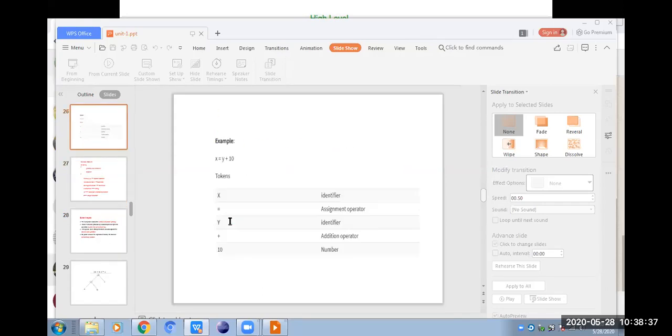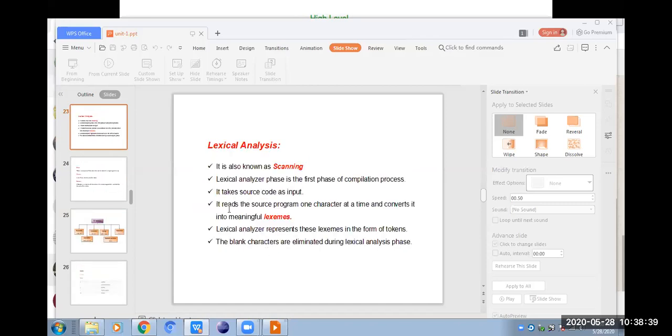Today we have roughly seen two phases of the compiler, the lexical analysis phase as well as the syntax analysis phase. Is it clear, guys? Roughly, what are syntax analysis and lexical analysis? Is it clear?